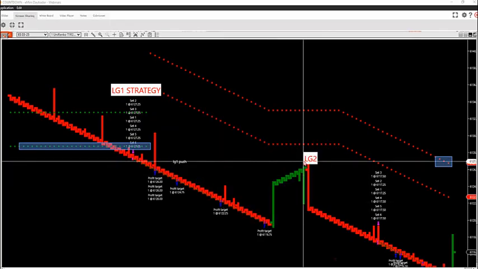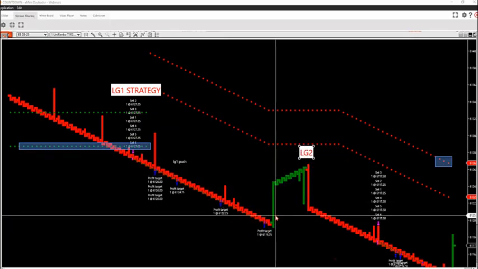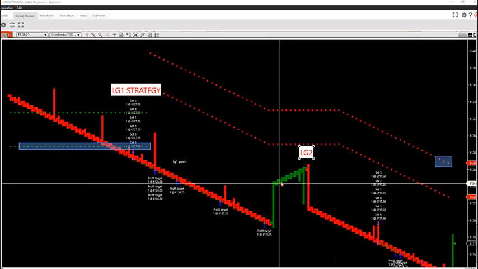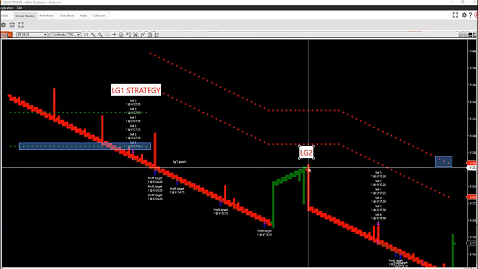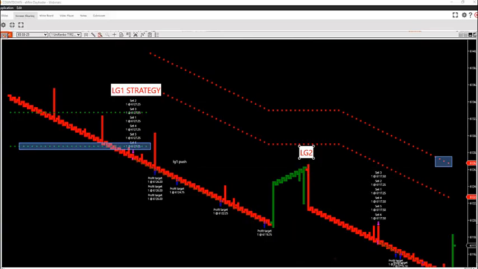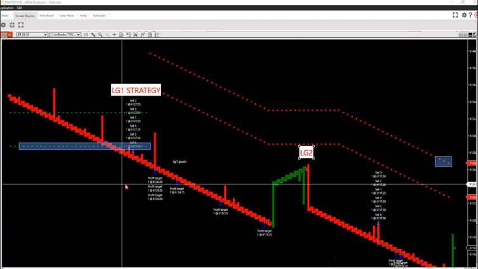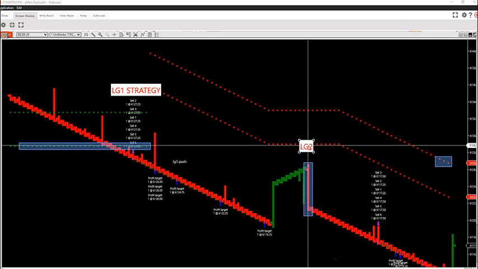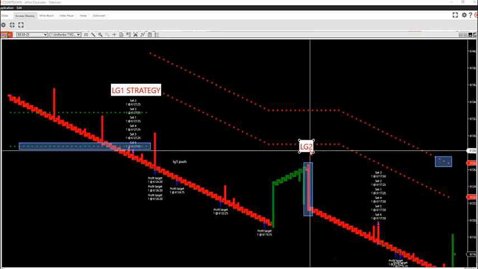So we want the counter trend traders to push the market against trend. They come in with a green candle against my zone trend. We want that. We want to push it up and get a big red candle down. Once that big red candle goes down, this is called a V-top. This is where you want to turn on the LG2 strategy.